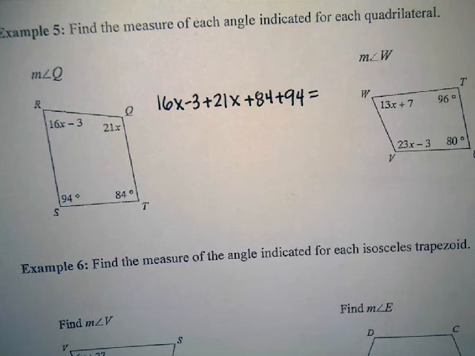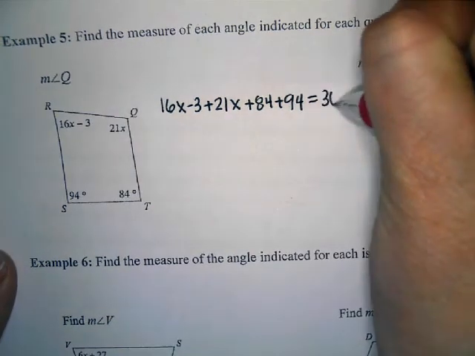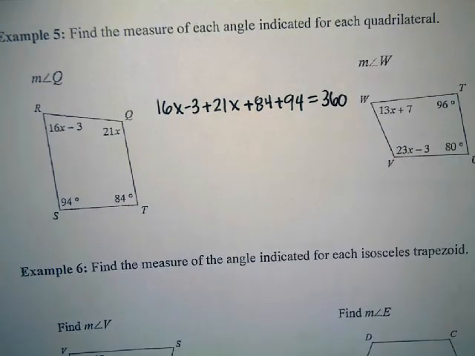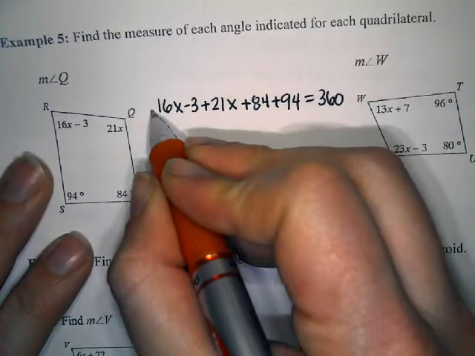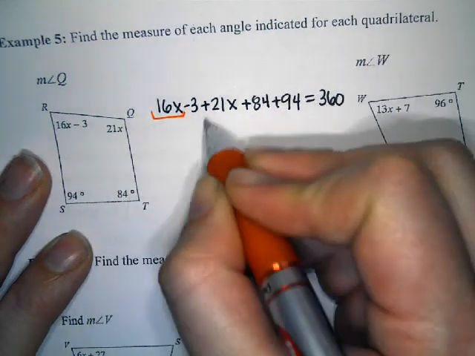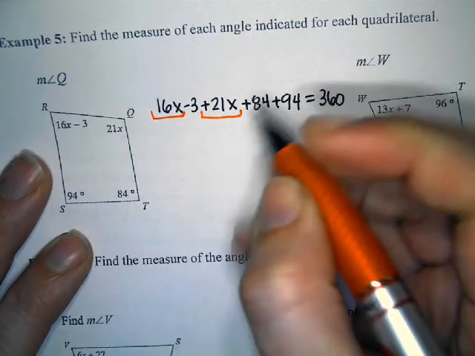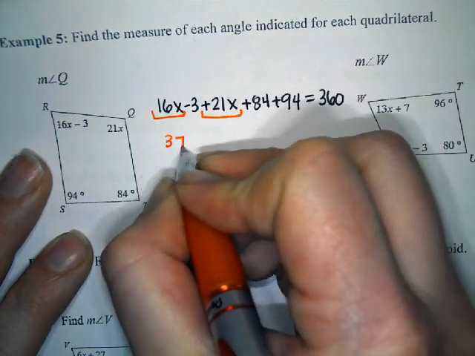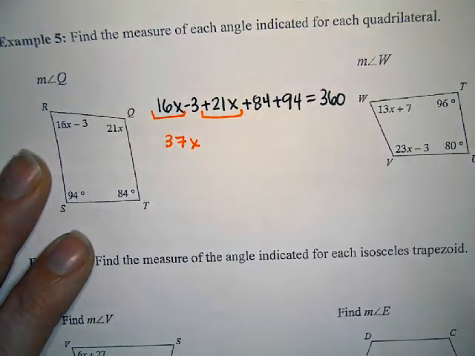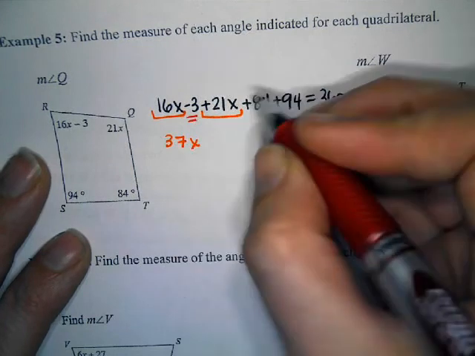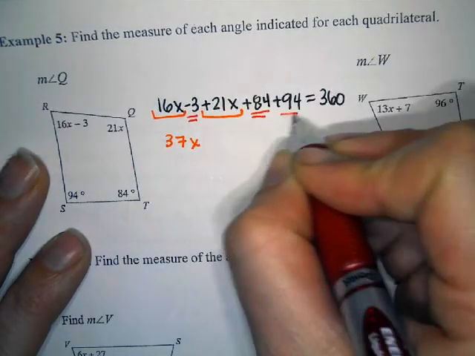Is it like 360 because it's two triangles? Who told you? My mind. Genius mind. Yeah. Two triangles, 180, 180. Thanks. 360. So, if you write it out like this, you would then combine the 16 plus the 21, which would make 37 x's.